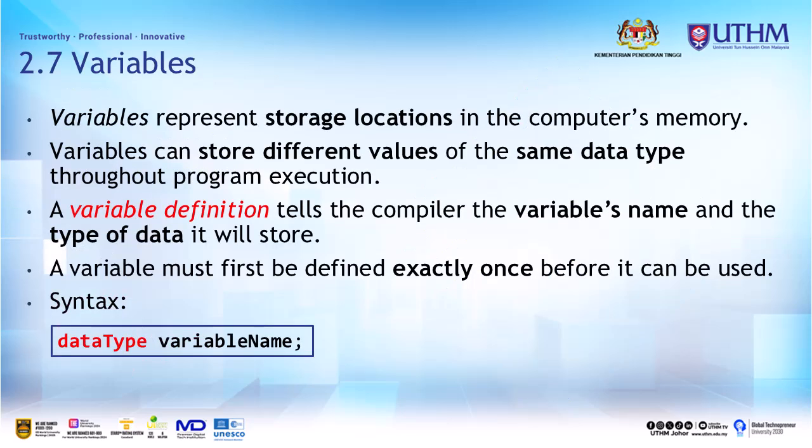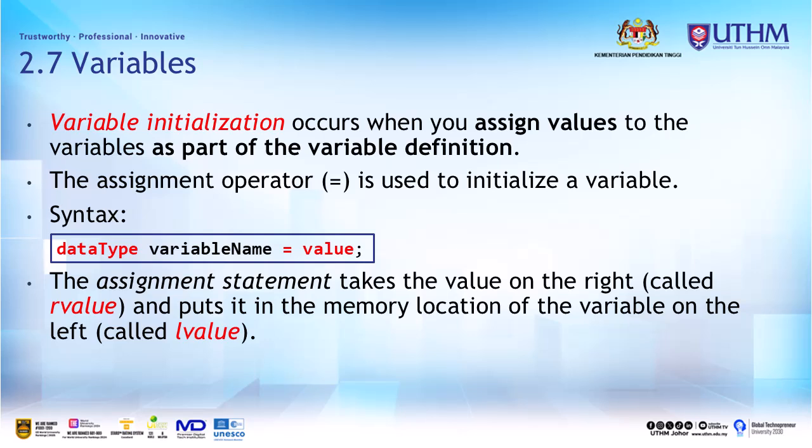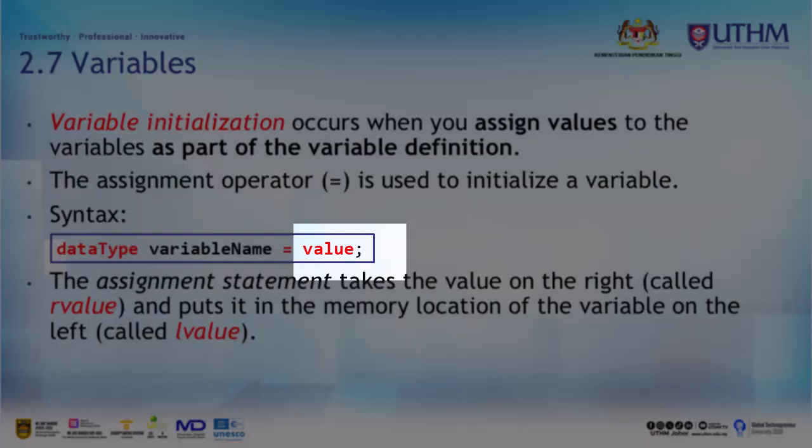Variables are storage locations in memory. They store different values of the same type. A variable definition specifies its name and type, which must be defined once before use. Variable initialization assigns a value when defining a variable. An equal sign is used to assign values. The right side value or R value is stored in the left side variable L value.